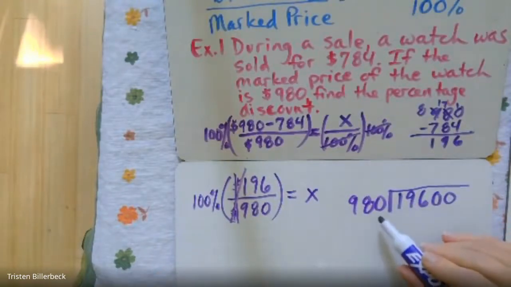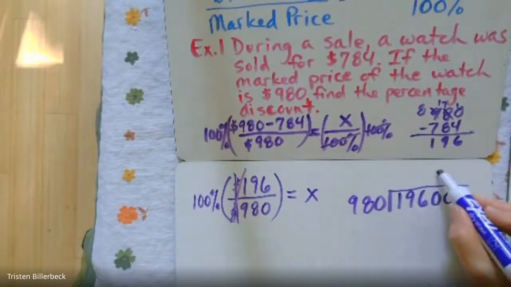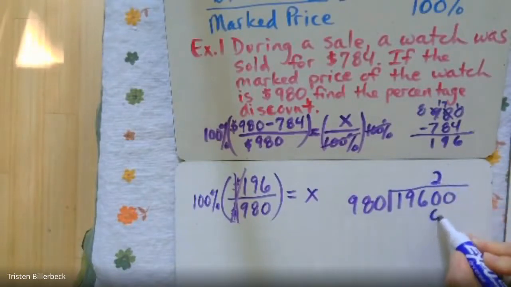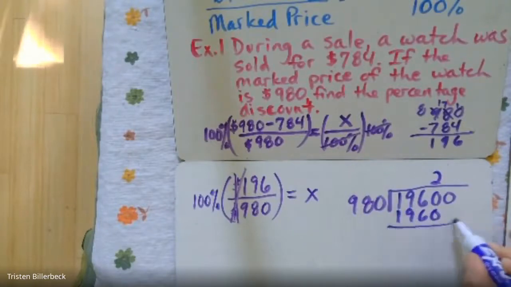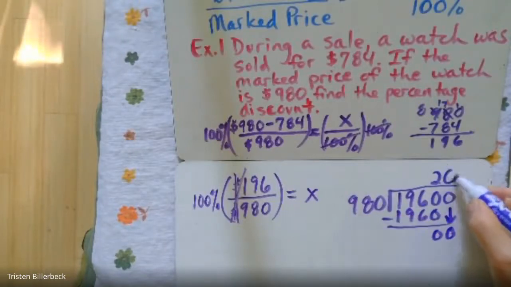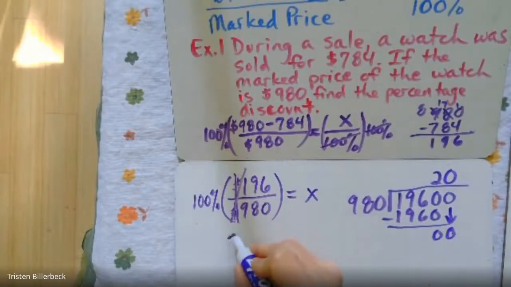All right, so first we look at, does this go, it goes in twice. So we have 0, 16. There we go. That was probably one of the easiest ones ever. So then that's 0. So that means that this is a 20% discount.